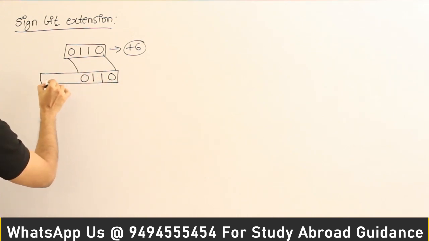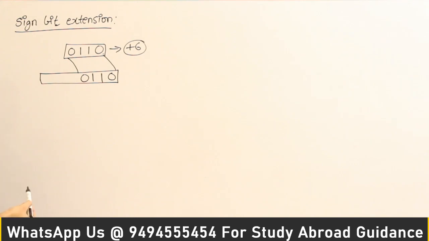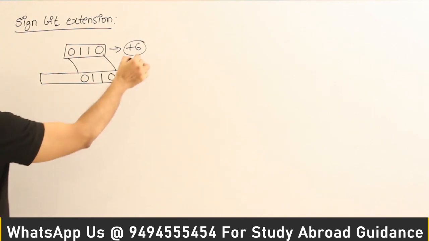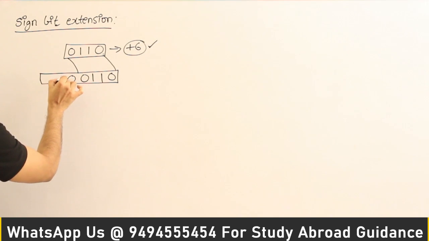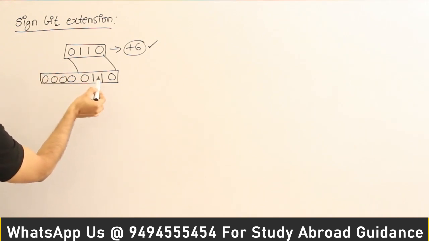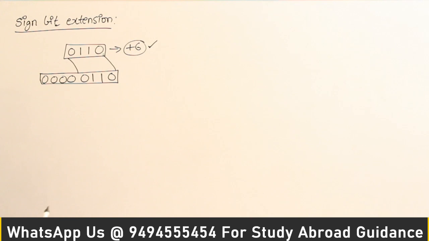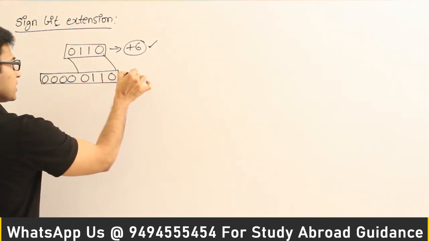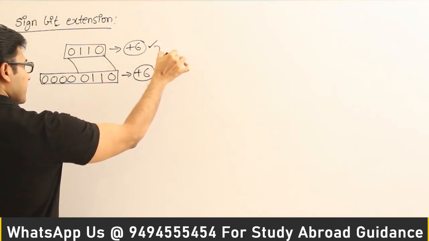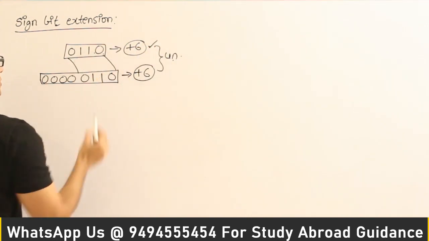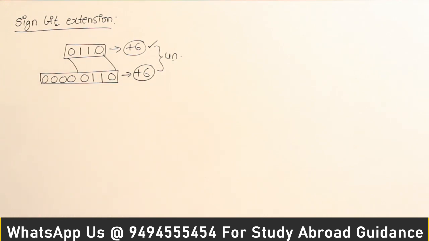Now what are you going to do with the remaining 4 bits? That is the big question. What do you want to fill it with? You cannot leave it like that because the earlier values were still there, so you have to overwrite them. If you want the value to still be plus 6, obviously we have to put zeros. Appending any number of zeros to the left of a number doesn't change the value. Therefore the number is still plus 6. So this is how it works in the case of unsigned, or positive, numbers.